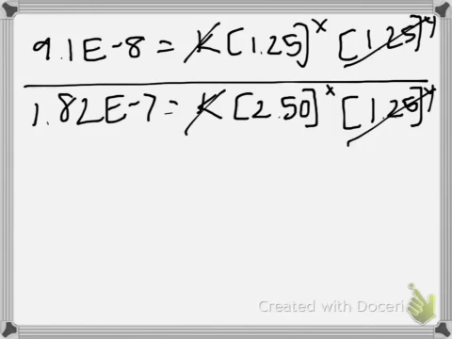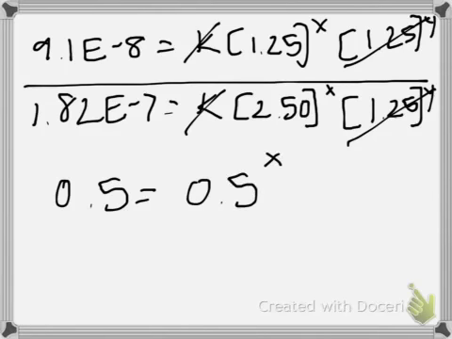Okay, so if I do all the division, 9.1 times 10 to the minus 8 divided by 1.82 times 10 to the minus 7, I'm going to get 0.5. And this is going to equal now, oh, look at this, 1.25 divided by 2.5 is 0.5 raised to the x power. I can already see that x is equal to 1. Great. I have my first order of the reaction calculated.